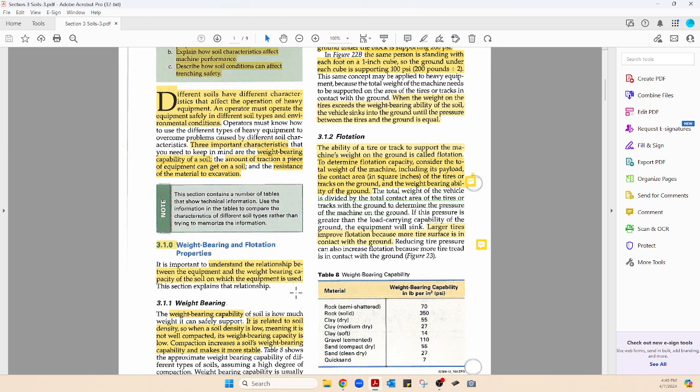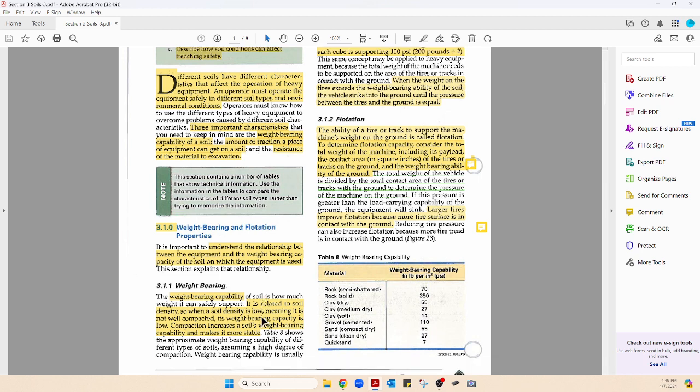The next section, weight bearing, will explain that a little bit. Again, the weight bearing capability of the soil is how much weight it can safely support. It's related to the density of the soil. When soil density is low, meaning it is not well compacted, its weight bearing capacity goes down. Compaction is one of the most important activities on a dirt operation. Compaction increases the soil's weight bearing capability and makes it more stable.